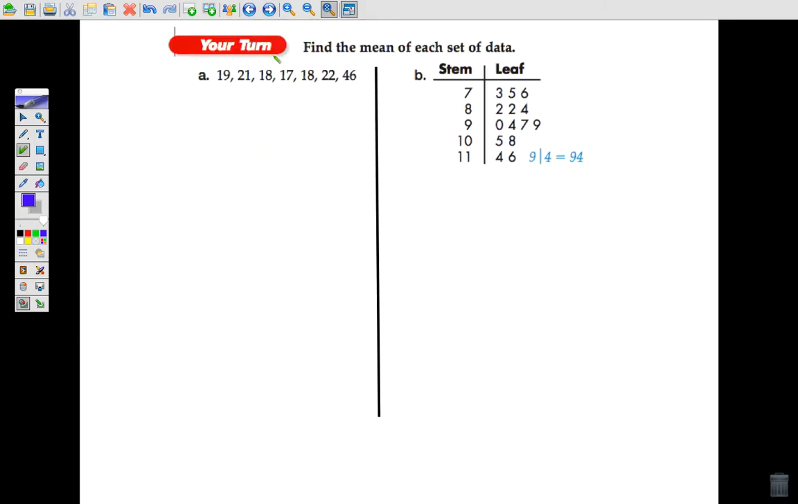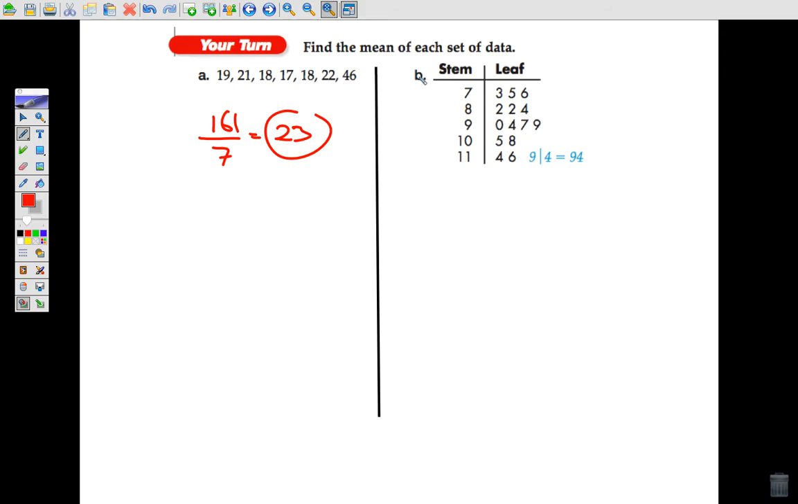So what I'm going to ask you to do is stop the video and try to find the average of these two examples, okay? Then when you're finished, bring it back and make sure you get the same answers that I do, and if not, then make your corrections, okay? So for part A, when I add all these numbers up, I get 161. There's 1, 2, 3, 4, 5, 6, 7 numbers, so my average for this one is 23, okay?